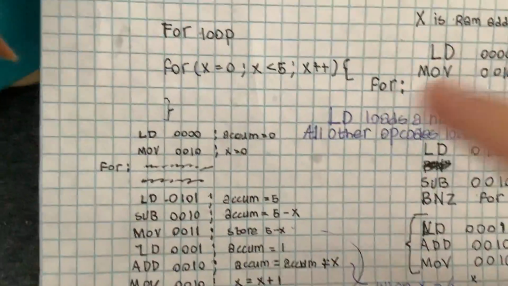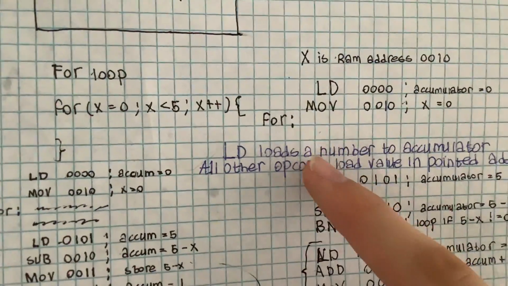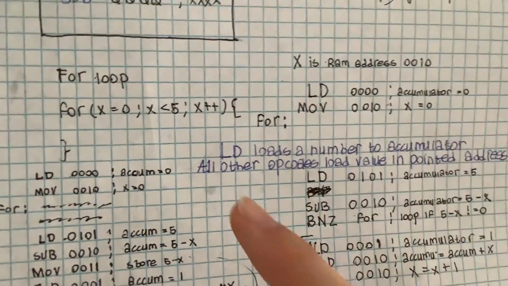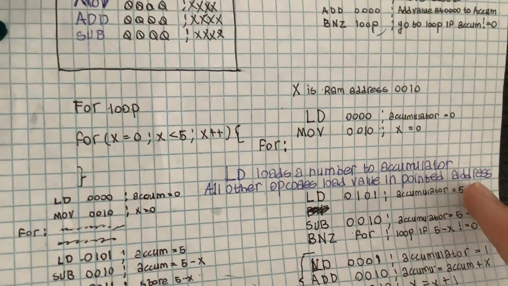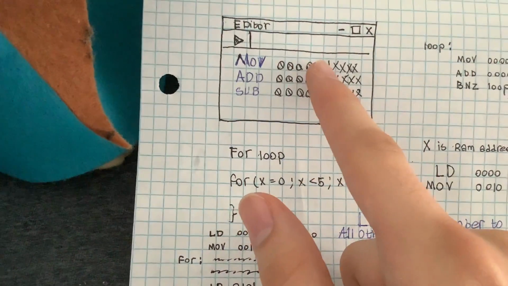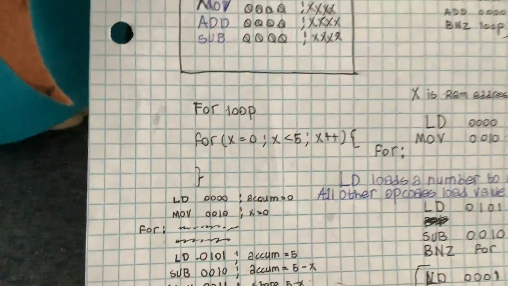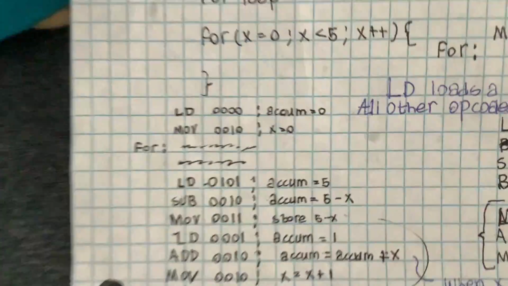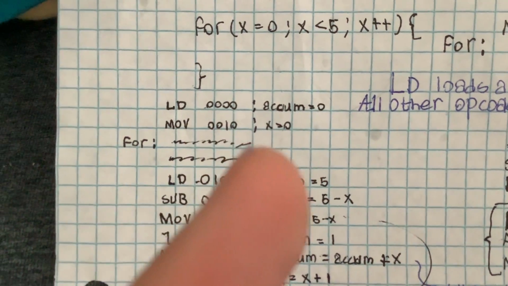So the first thing we're going to do is load 0 into the accumulator. Recall that load loads a number into the accumulator. All other opcodes load a value pointed to by an address. So for these, if this command is load, this would be a value. For all the rest of these, this is an address. And what it's going to do is load 0 into the accumulator.